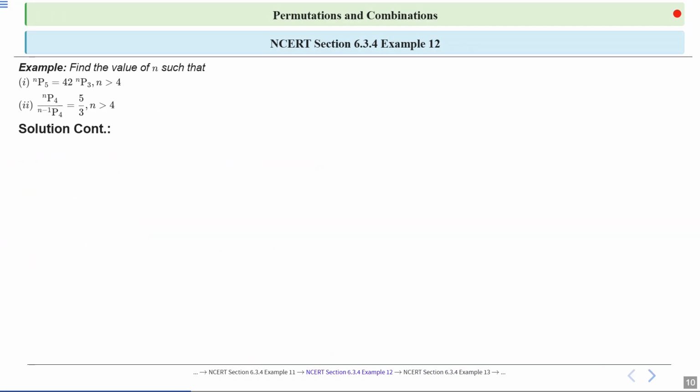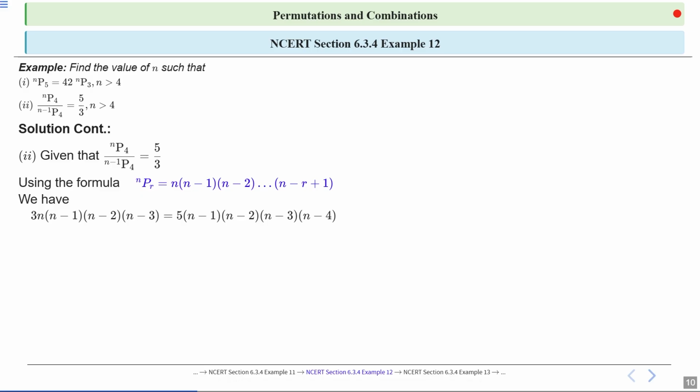Let's look at the solution to the second part of this example. So given that nP4 upon (n minus 1)P4 is equal to 5 by 3. Using the formula nPr is equal to n times (n minus 1) times (n minus 2) times dot dot dot (n minus r plus 1). So using this formula, we can simplify it, and we will get the value of n.